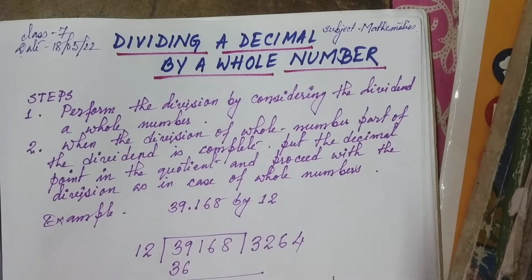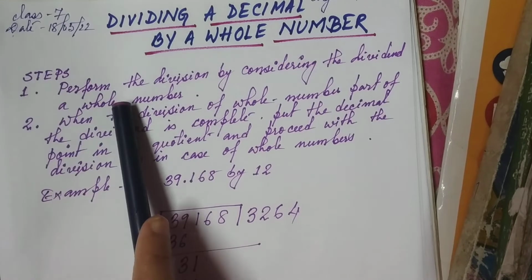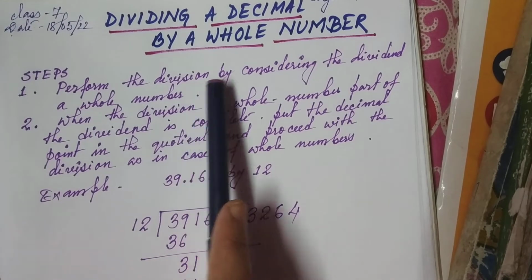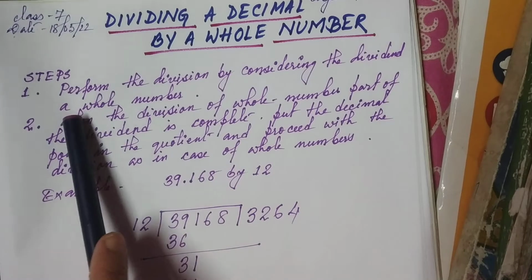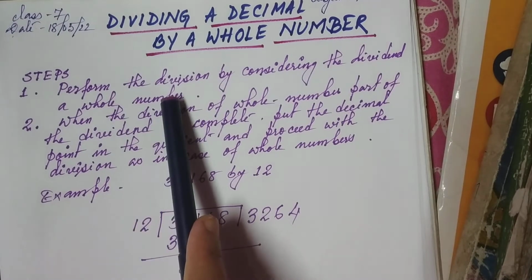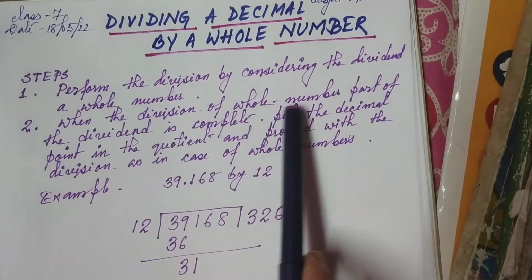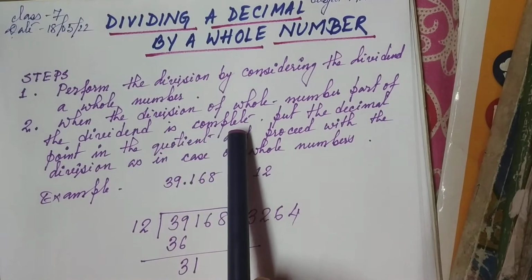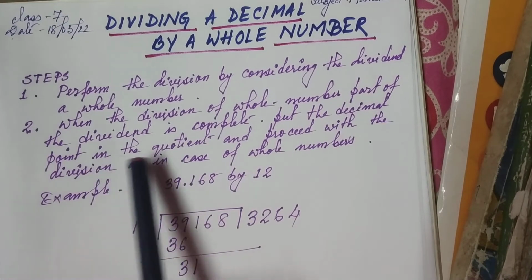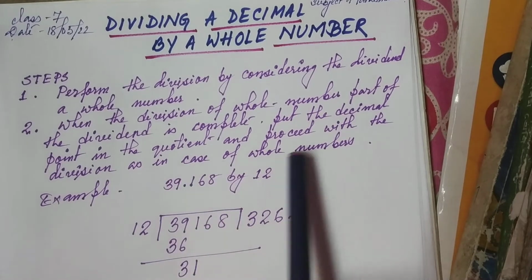Whole number means I have already told you that whole numbers start from 0, 1, 2, 3, and so on. So let us read the steps we have to follow in this type of division. In the first step, perform the division by considering the dividend a whole number. That means we have to consider the dividend as a whole number. Next, when the division of the whole number part of the dividend is complete, put the decimal point in the quotient and proceed with the division as in case of whole numbers.